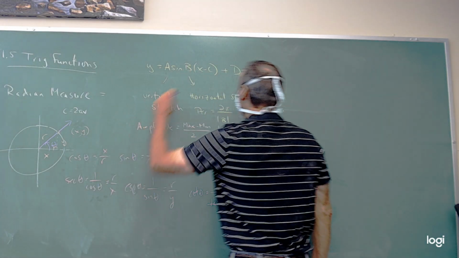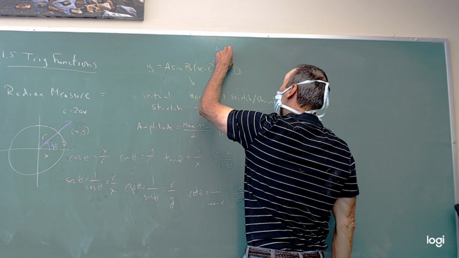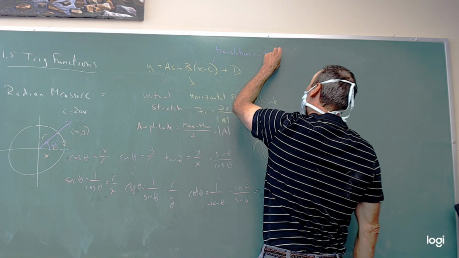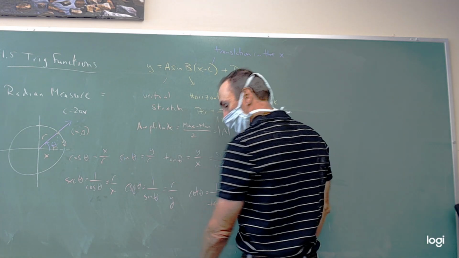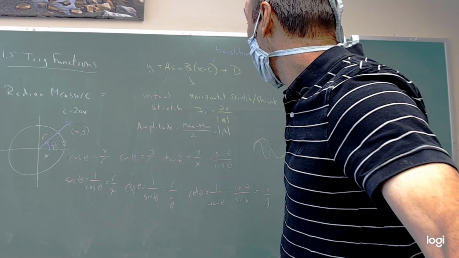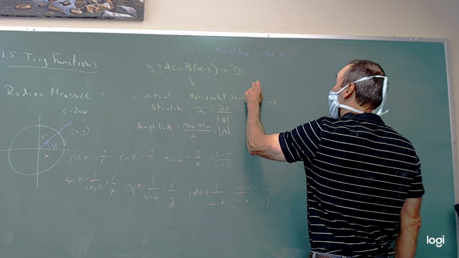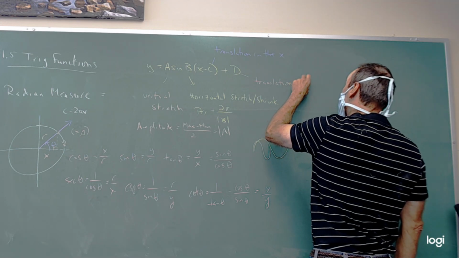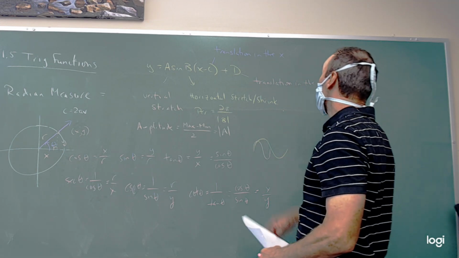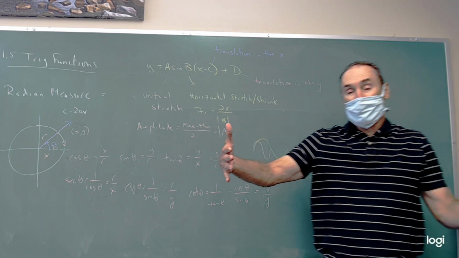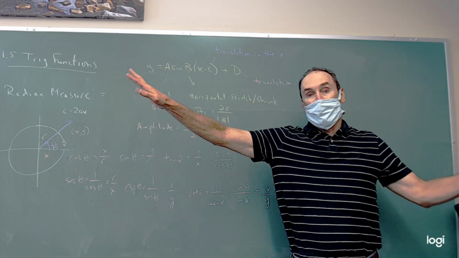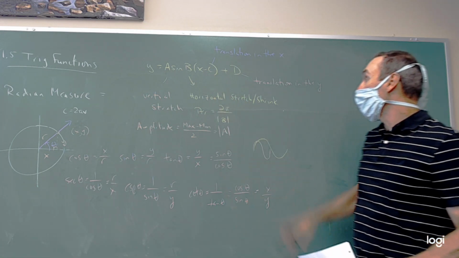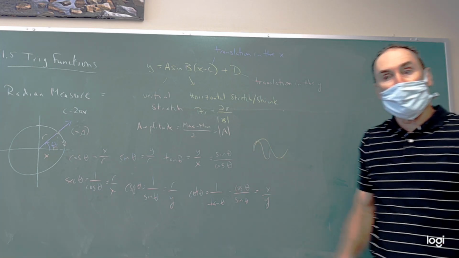And the C is our translation or shift in the x direction. And the D is going to be then our translation or shift in the y. So the x, and remembering that a sine curve or a cosine curve is infinite, it goes forever, it's going to slide everything right or left, depending on what that is, and the D is going to move it up or down.